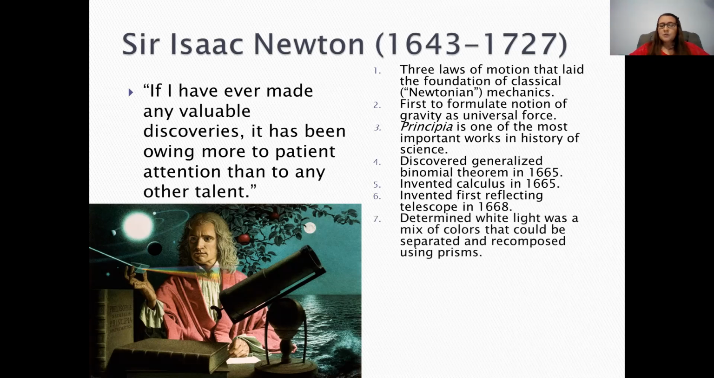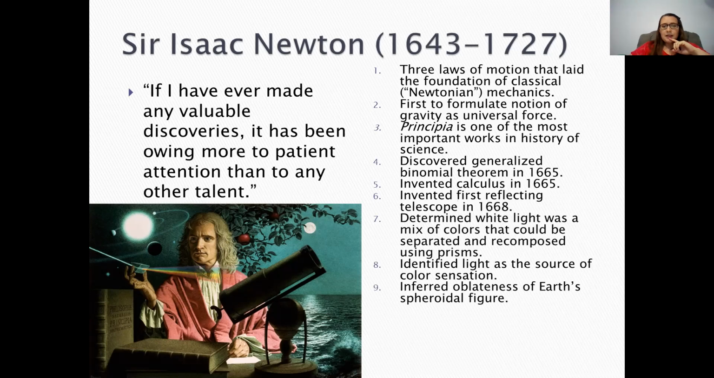He determined that white light was a mix of colors that could be separated and then recomposed using prisms, which is the foundation for physical optics. He identified light as the source of color sensation. So basically saying that color is a result of objects interacting with already colored light, as opposed to objects creating the color themselves. So it's light that gives something the color that we perceive. He inferred the oblateness of Earth's spheroidal figure. So the Earth isn't a perfect sphere, it's kind of squished because it's rotating.